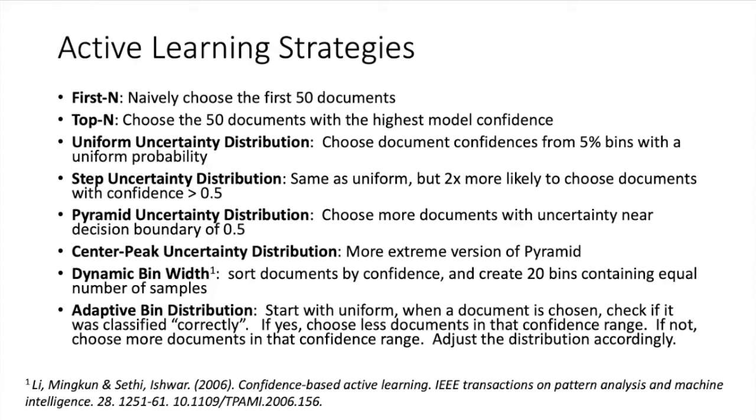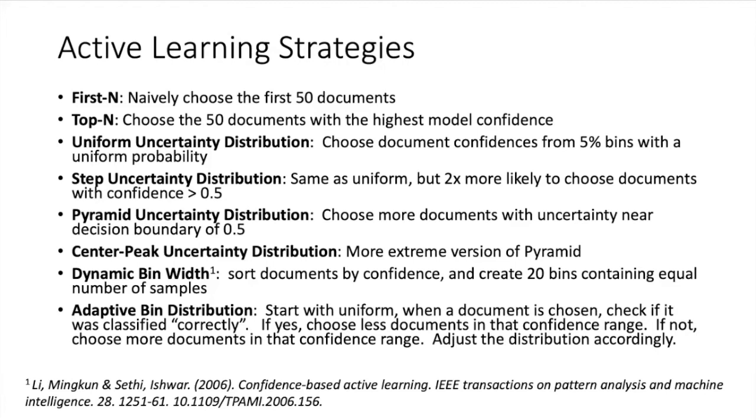Step uncertainty distribution is going to use that same binning strategy, but instead of a uniform distribution, we're going to make documents twice as likely to be chosen when their confidence is greater than 0.5 than when they're less than 0.5. The pyramid uncertainty distribution will choose more documents with uncertainty near the decision boundary at 0.5. So it sort of ramps up from 0 to 0.5 and then ramps back down. Center peak uncertainty distribution is similar, except instead of a linear scale up to 0.5, it's going to be a more extreme ramp up right around the decision boundary.